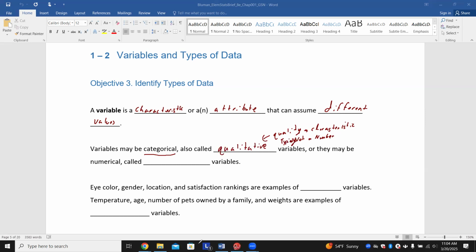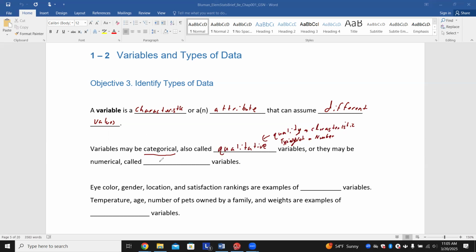So let's take, for example, a zip code. A zip code is a number, but it is a location, it's a characteristic. So just kind of watch out for that. But qualitative variables are typically not a number in itself, but it can be. A phone number is another one. That's a characteristic that is not an actual value.